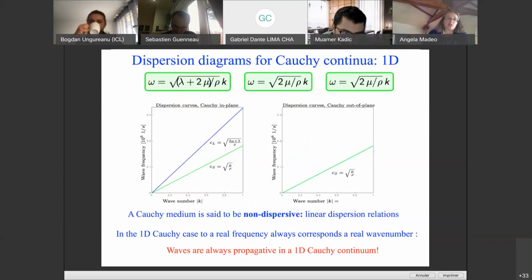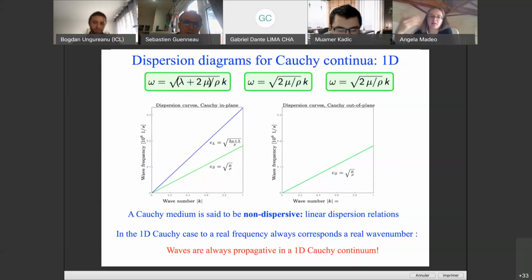So the result for Cauchy we know, and if we look at the dispersion curves in the frequency wave number plane, we just have two straight lines for in-plane. Okay, so one slope, the blue, is for longitudinal waves, and the slope of the green one is for in-plane shear. And with the third equation, we get a straight line for out-of-plane shear. So as I said in the beginning of the presentation, this model is too simple even to describe dispersion.